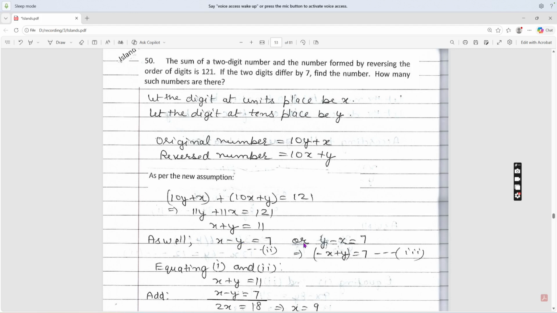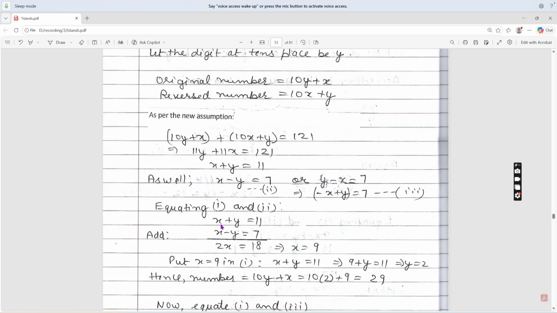x minus y is equal to 7, or y minus x is equal to 7. This can be written as minus x plus y is equal to 7. Now we are going to solve these equations together. The first equation is x plus y is equal to 11, and the second is x minus y is equal to 7.